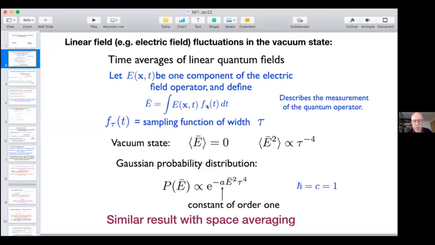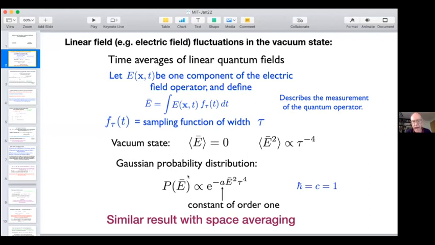which is used. And we'll see some other examples of this a little later in this talk. But once we have created this average field operator, we can ask, if we made a measurement of E bar, what is the probability of finding a given outcome? And of course, it's a Gaussian distribution. This is fairly well known for linear fields.